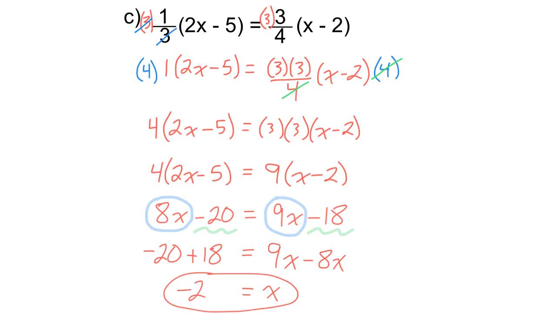I've got brackets. So how do I eliminate the brackets? I expand. 4 times 2x is 8x. 4 times minus 5 is minus 20. 9 times x is 9x. 9 times minus 2 is minus 18. Identified my like terms, collected them, simplified, and I've already solved because I have x isolated. So x equals minus 2.